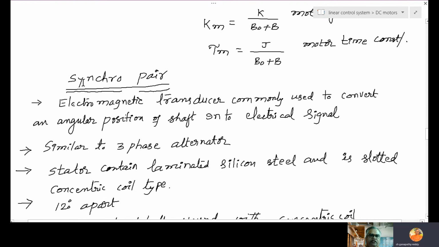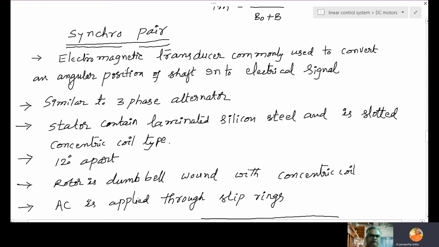Next one is important, synchro pair. A pair is two synchro motors, a synchro pair. What are the important points in this? It is an electromagnetic transducer, commonly used to convert the angular position of a shaft into an electrical signal. This is the important principle.